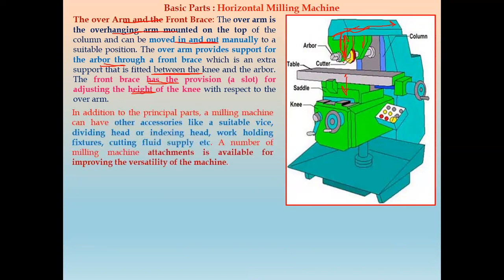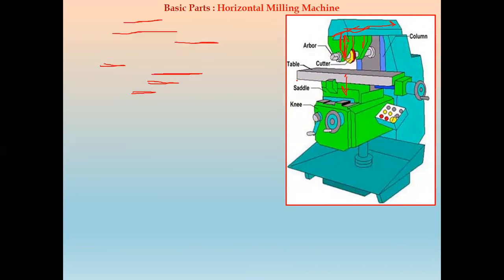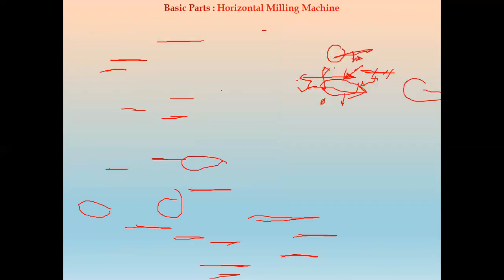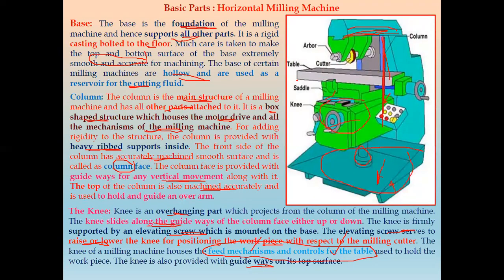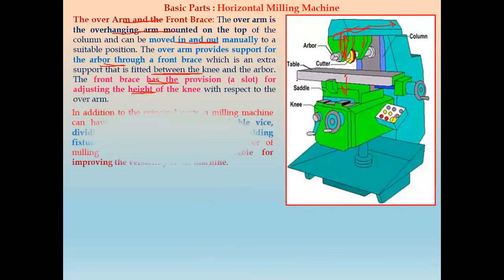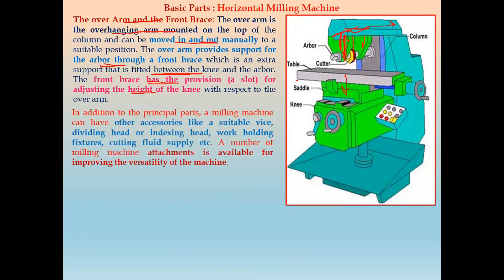Now, in addition to these principal parts, these are the main principal parts: overarm, spindle and arbor, table, saddle, then we have a base, column, and knee. Based on these principal parts, we have other important parts, or we can say accessories, that are used, like a suitable vise. Then we have a dividing head or indexing head. This is an important part in any milling machine.